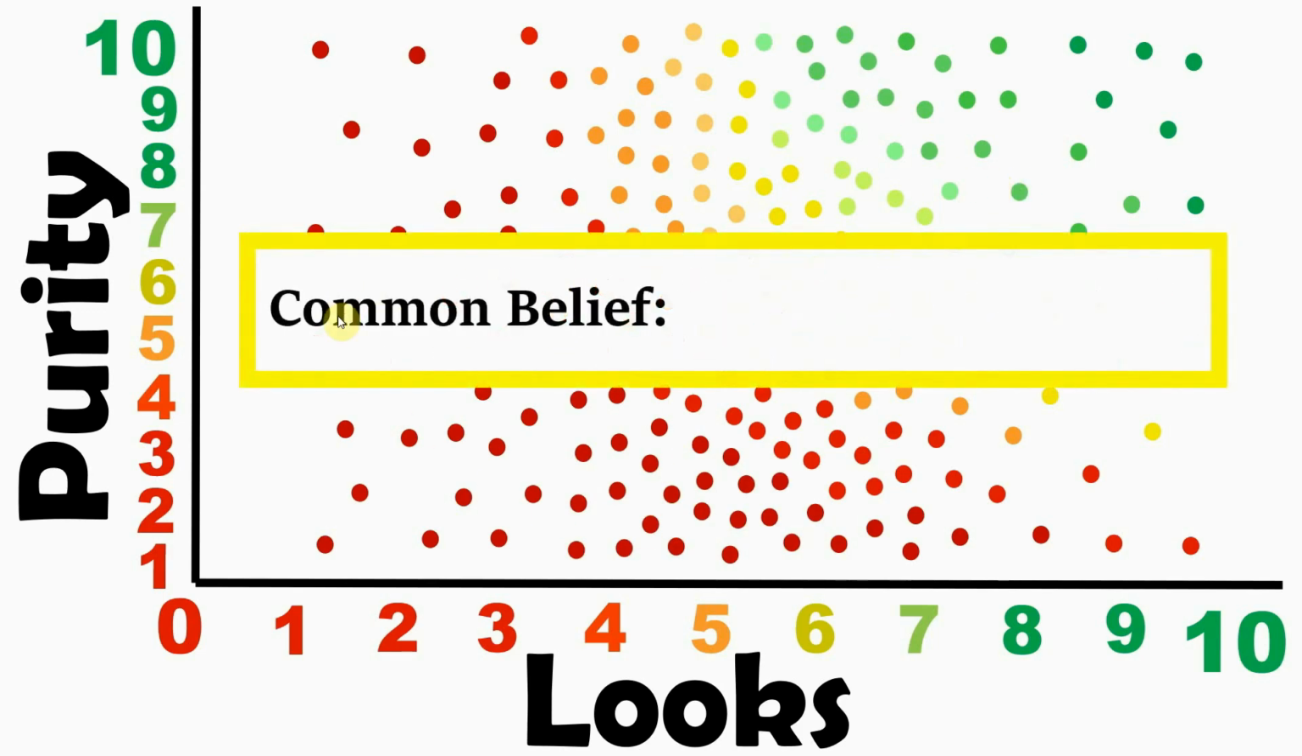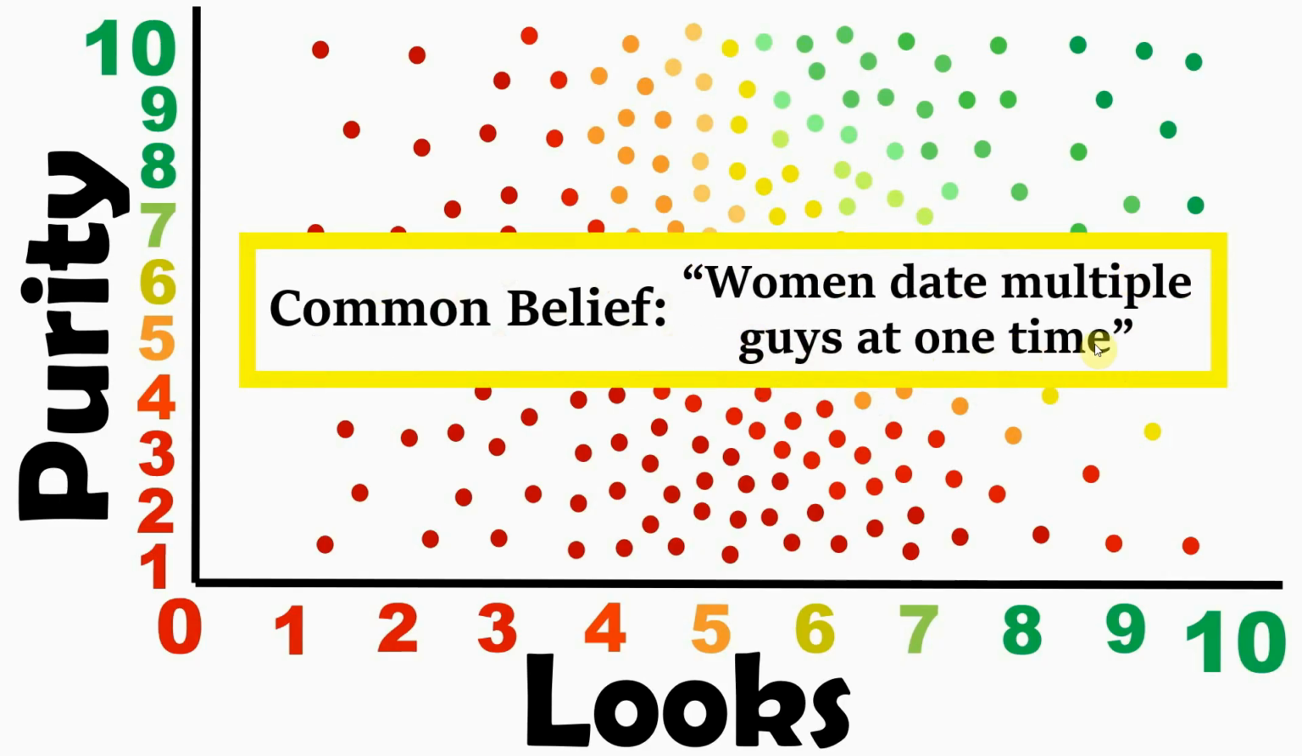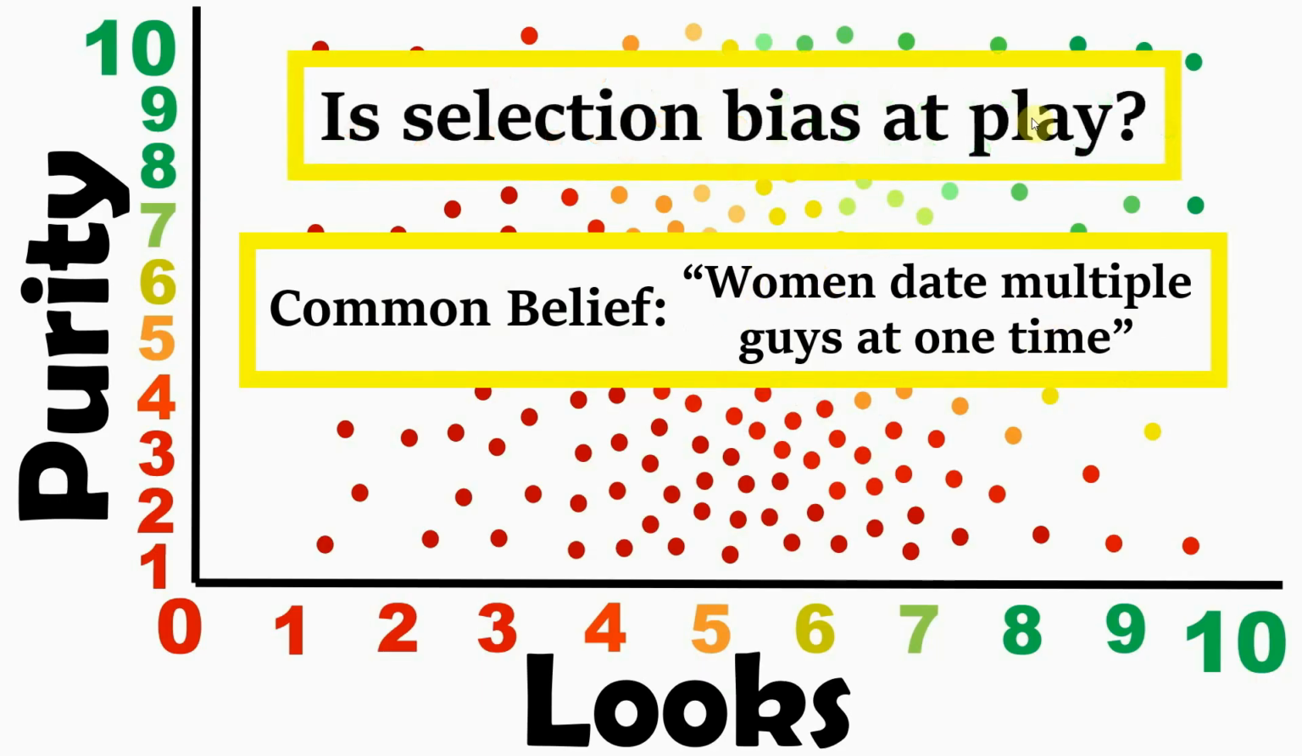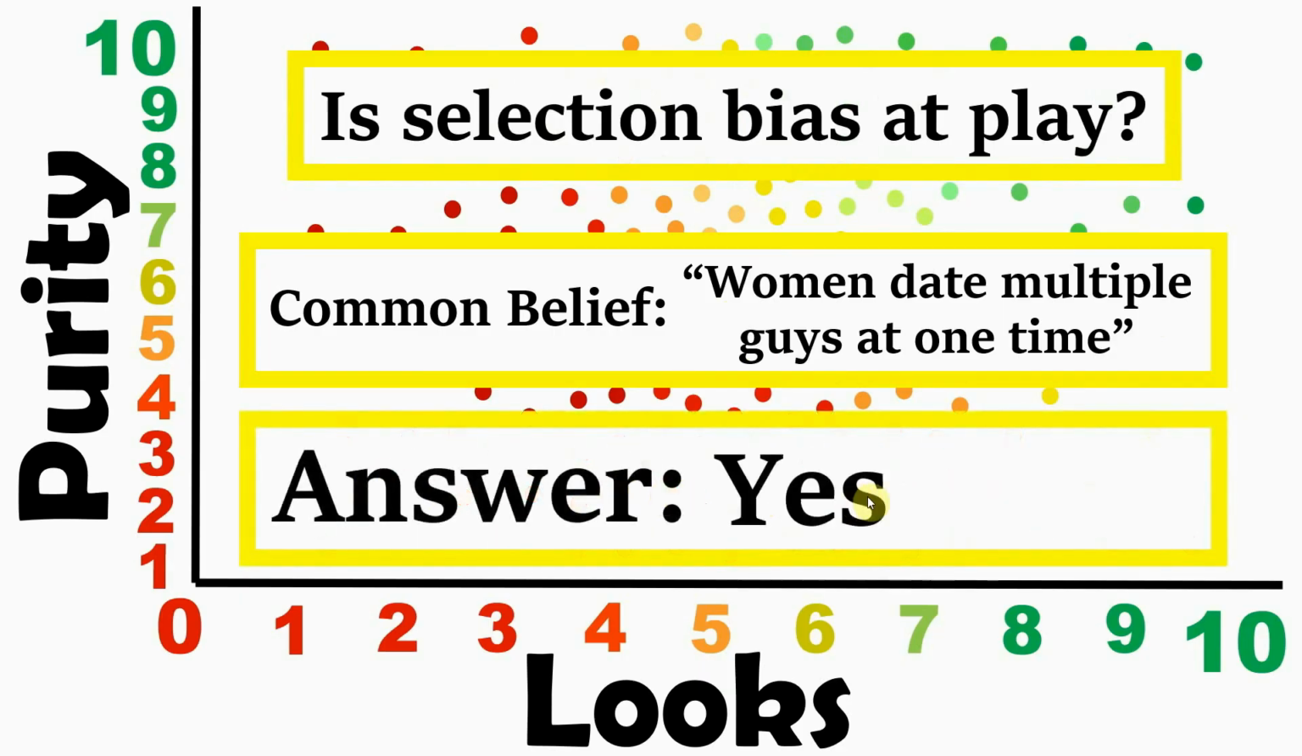A common belief I hear from guys who are angry about dating is that most women date multiple guys at one time. This might sound believable based on experience, but could there be a selection bias at play here? One that is making guys reach this conclusion disproportionately more than they should? The answer is yes, and it is because of repeat readings.